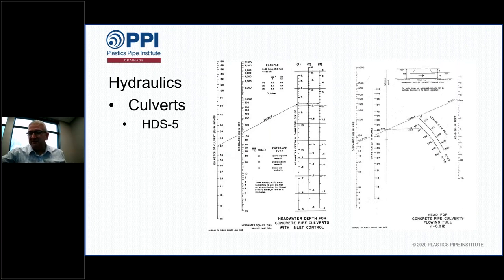As I talked about, HDS 5 gives you a bunch of nice nomographs for calculating inlet control and outlet control. And Dan, I apologize, but these are for concrete pipe. They didn't have polyethylene pipe in 1964 when this chart was developed, and they've never been updated for polyethylene as far as I know, because it doesn't make a difference. This is for a smooth barrel and for a particular type of entrance. So the same nomograph applies.